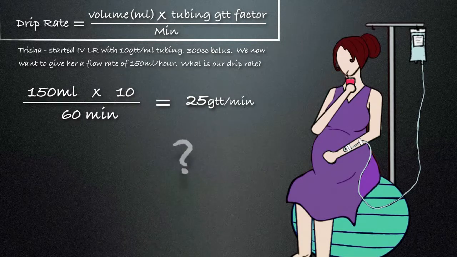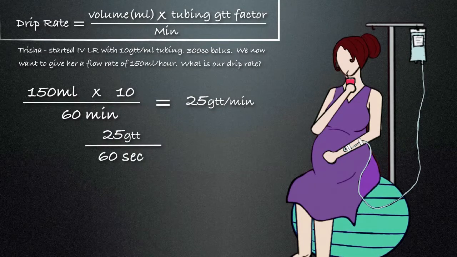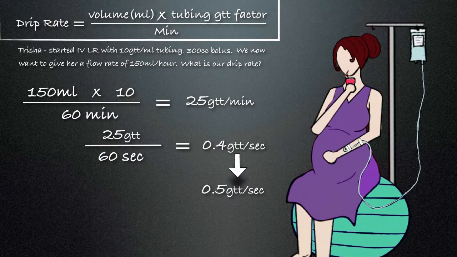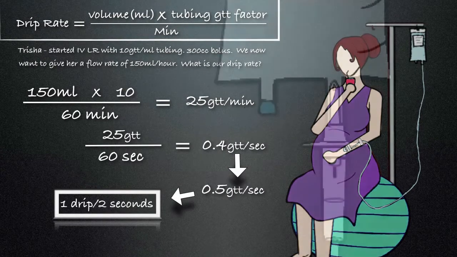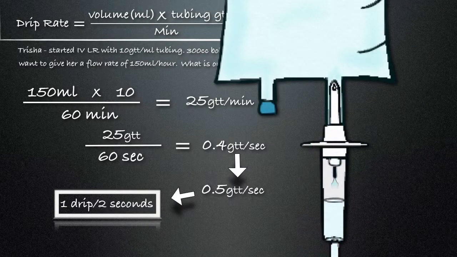So how do we regulate this? It helps if we narrow it down to how many drips a second. If we take our 25 drips and divide it by 60 seconds, we get 0.4 drips a second. Round that a little bit and we get 0.5 drips a second, half a drip a second. So that would come to approximately 1 drip every 2 seconds. Watching a clock, this is what we would set our drip rate to.